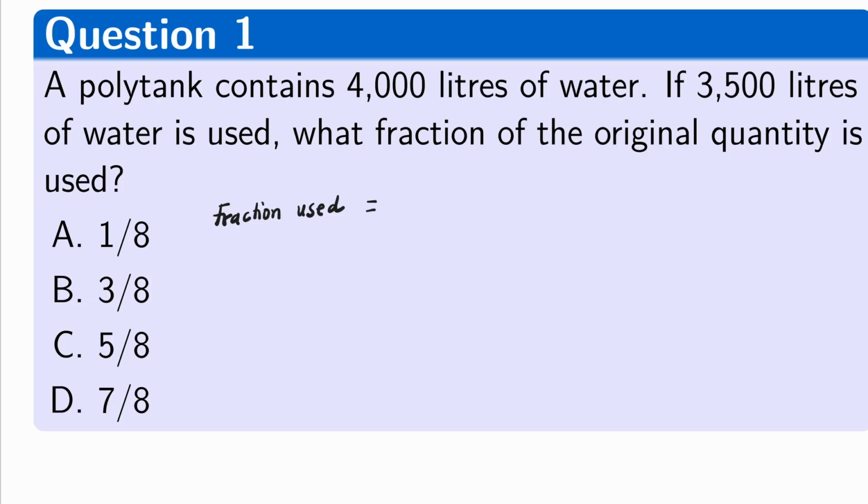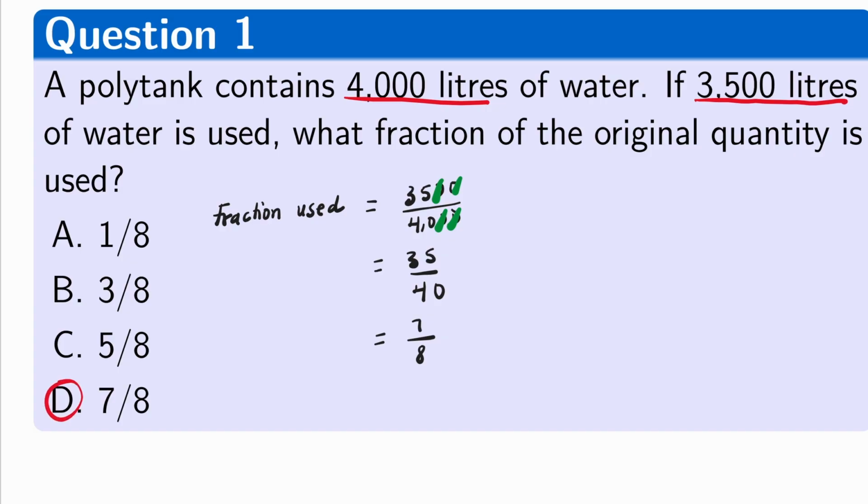Solution. Here we have the total quantity of water to be given as 4,000 liters, and we've used 3,500 liters. And so the fraction used will be given as 3,500 divided by 4,000. So here these two zeros will cancel out. So we are going to have 35 divided by 40, which is equal to 7/8. And so the correct option is option D.